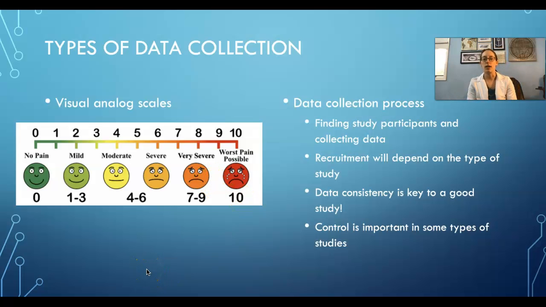So the data collection process is finding study participants and collecting data. Recruitment's going to depend on the type of study that you're trying to complete. Data consistency is key to a good study, and then control is important in some types of studies.